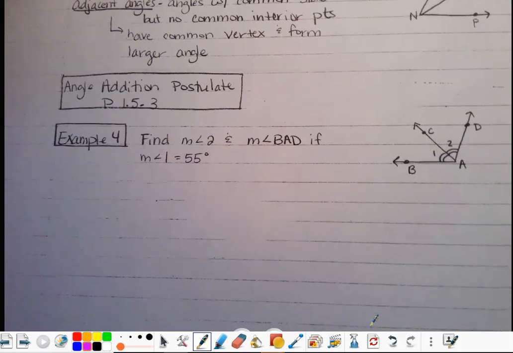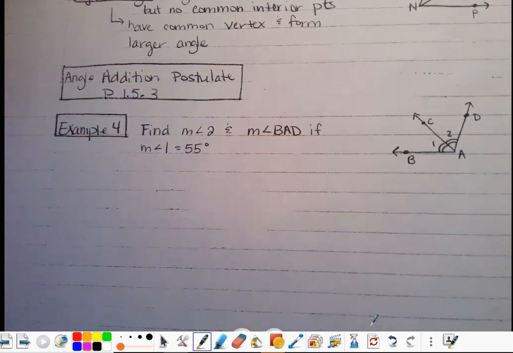Okay, let's then finish up with example 4 down here. Find the measure of angle 2 and the measure of angle BAD if the measure of angle 1 is 55 degrees. So angle 1, I'm going to go ahead and label 55 degrees. If we look at these two angles, what do we know about angle 1 and angle 2? They look the same. They're acute. What else do you know?